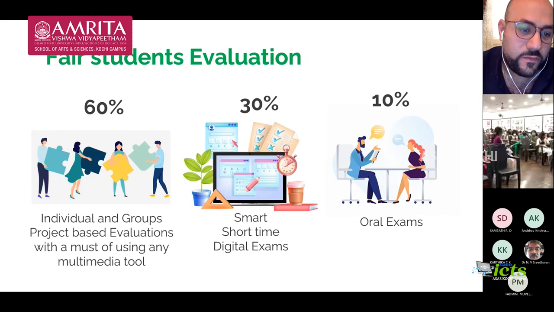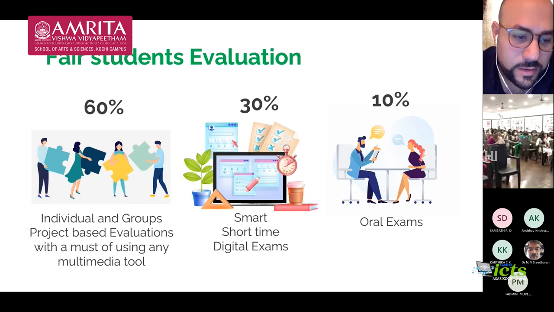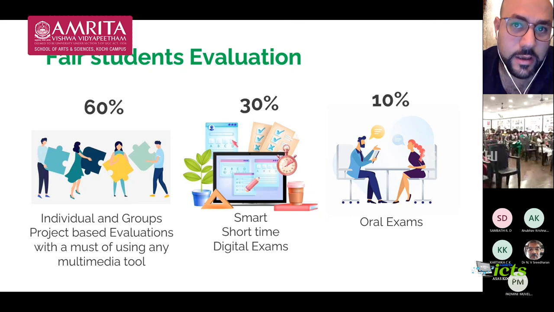So I think one of the most important things is to make project-based evaluations, individual and group projects, with a must of using any multimedia tool. You have to use the projects to evaluate your students. The second thing is 30% for short-time digital exams. So digital exams don't get the highest score, but the project is the highest score, especially in the practical courses. And only 10% could be an oral exam, to know if the student is actually alert or not.